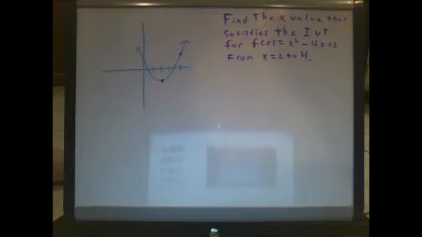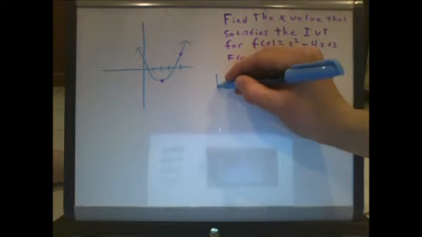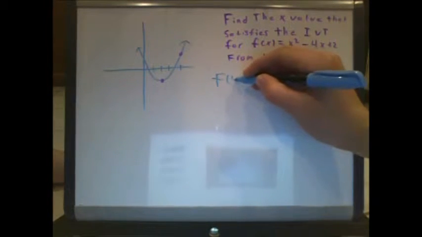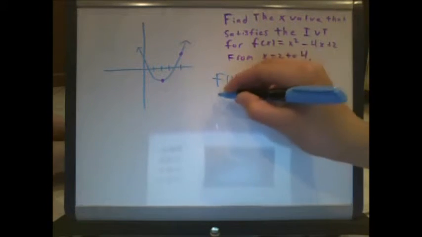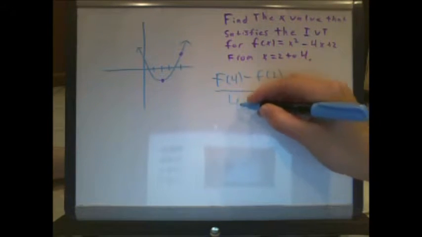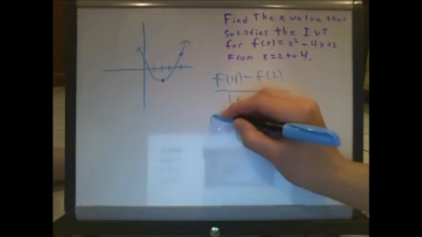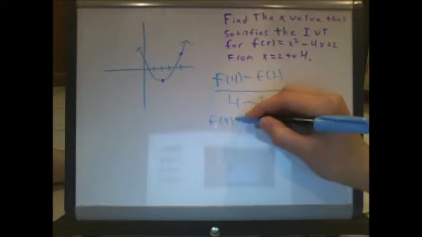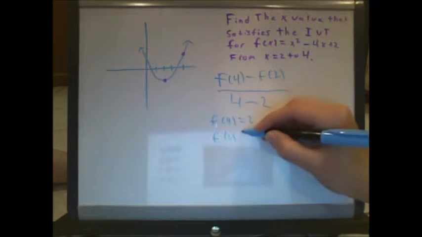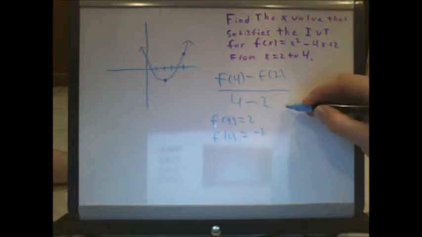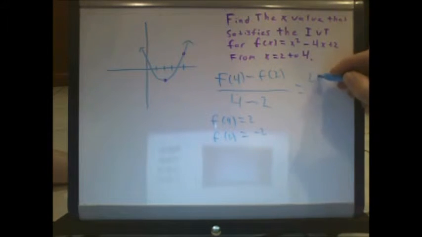So the first step in solving a problem like this is to find the average rate of change. To do this, we're going to take f(4) - f(2) all over 4 - 2. If we plug a 4 into the equation, we get out a 2. And if we plug a 2 into the equation, we get an answer of -2. So when we put this in, we get (2 - (-2))/(4 - 2) for an answer of 2.